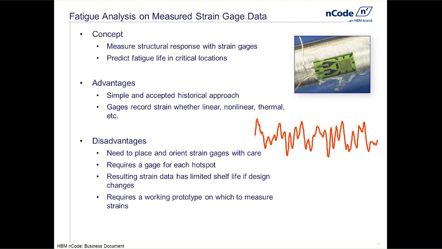The disadvantage of the test-based approach is that we need to place those gauges with care, right? We have to make sure that they're oriented properly. We have to make sure that they're adhered properly, that we're getting good readings off the gauges. Also, we need a hotspot for each gauge. We can't just put a strain gauge on the middle of a part, do a fatigue calculation and call it good. We need to make sure we're capturing the peak strains on our part, or at least as close to the peak strains as we can, and that location that we put it is a location of interest.